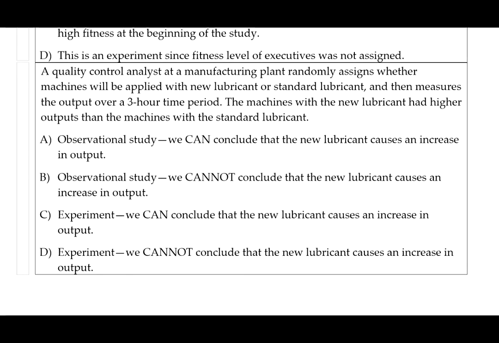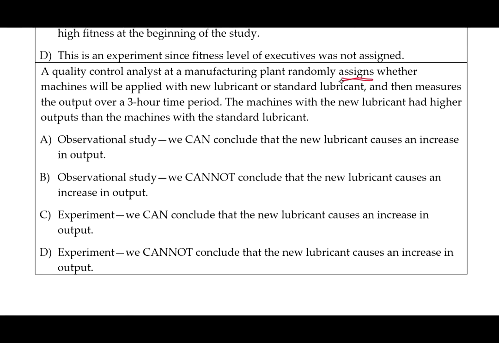All right, let's look at the last question. A quality control analyst at a manufacturing plant randomly assigns whether machines will be applied with a new lubricant or standard lubricant, and then measures the output over a 3-hour time period. The machines with the new lubricant had higher outputs than the machines with the standard lubricant. Which of these is true? Here's the key word to recognize: randomly assigns.